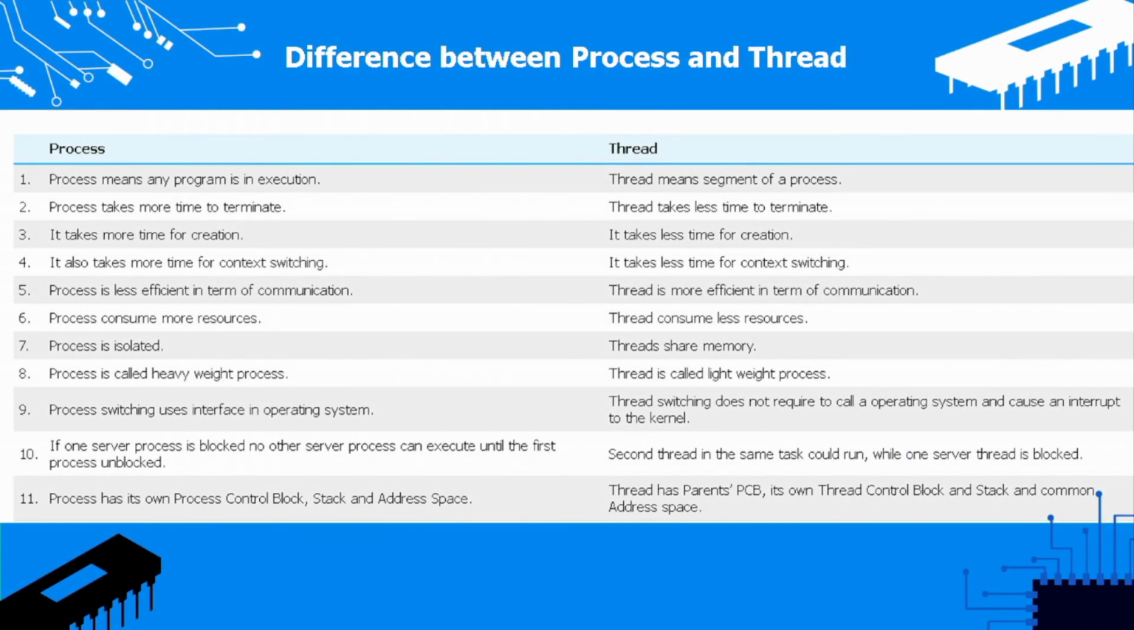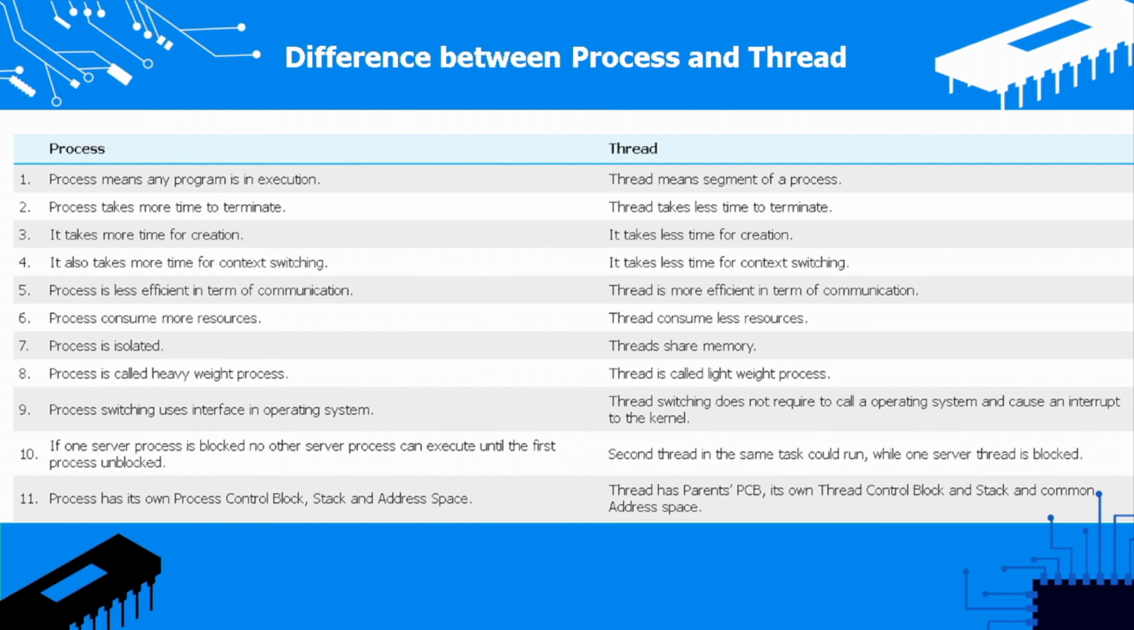So here is the difference between process and thread. As you can see, there are similarities. The difference between these two is that a process means any program in execution, while a thread means a segment of a process. The process takes more time to terminate, while the thread takes less time to terminate.